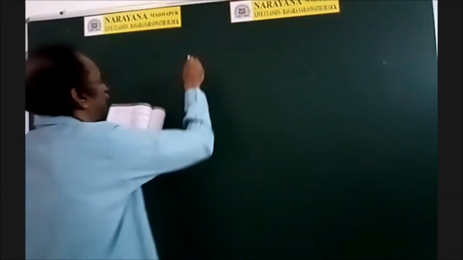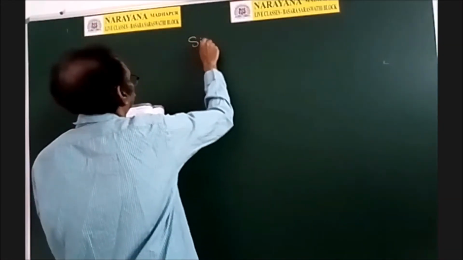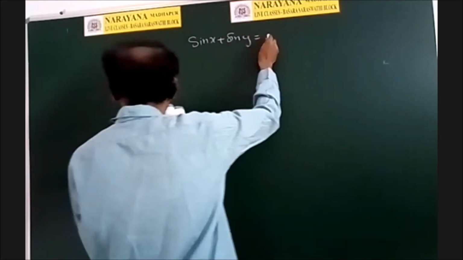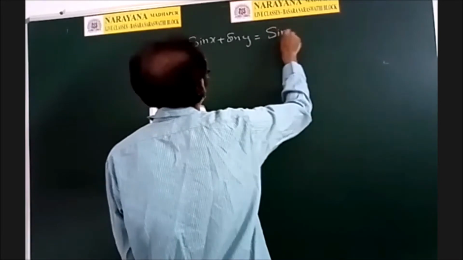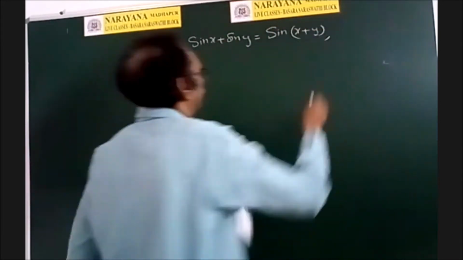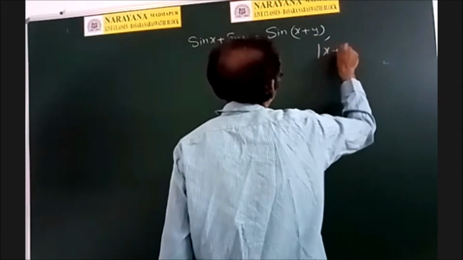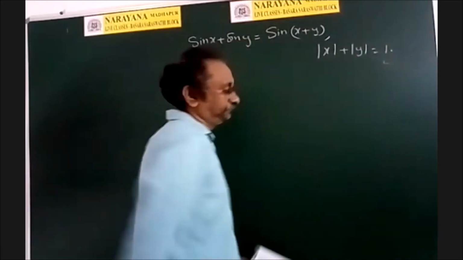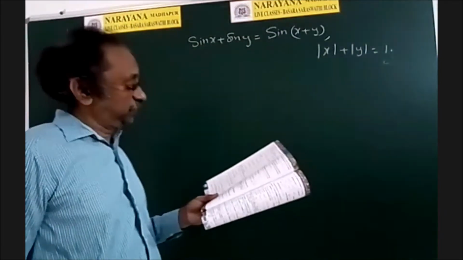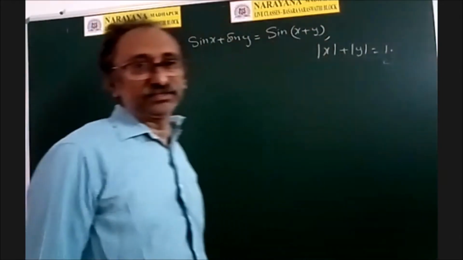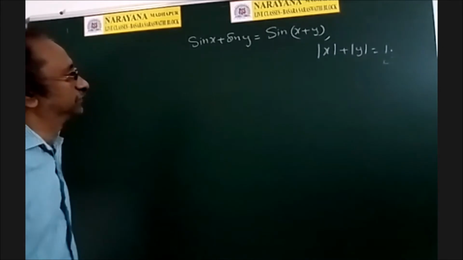sin x plus sin y is equal to sin(x plus y), mod x plus mod y is equal to 1. So sin x plus sin y is equal to sin(x plus y) and mod x plus mod y is equal to 1. How many solutions are there for this equation?